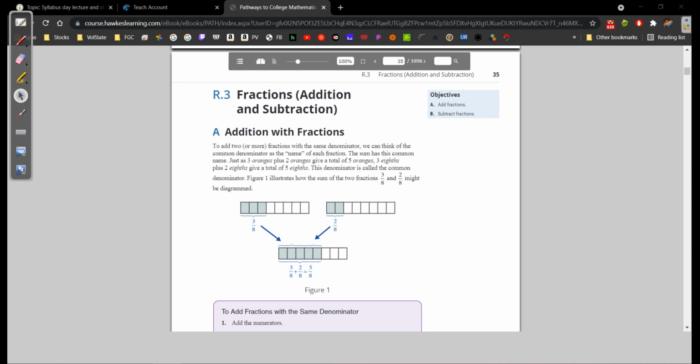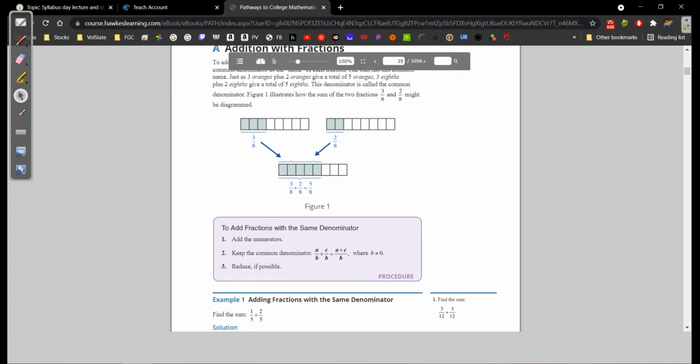Okay, and then digest that. We have 3 shaded and 5 unshaded, and then 2 shaded and 6 unshaded. Well, 3 and 2 is 5, so 5 shaded areas.